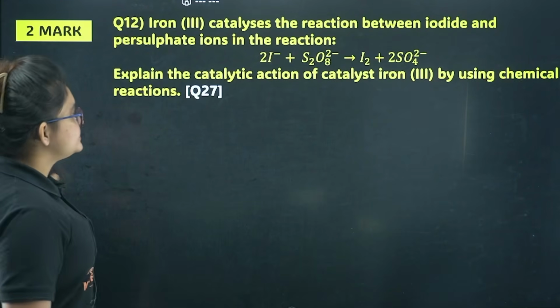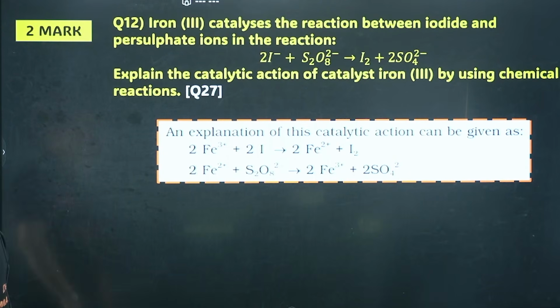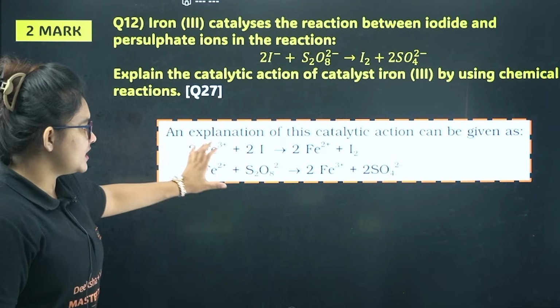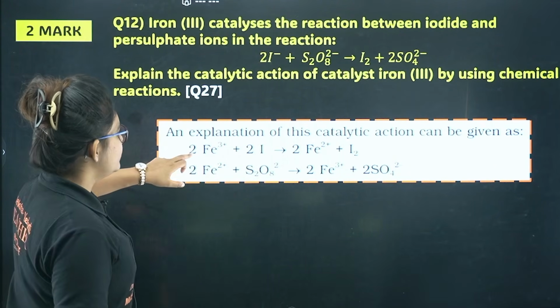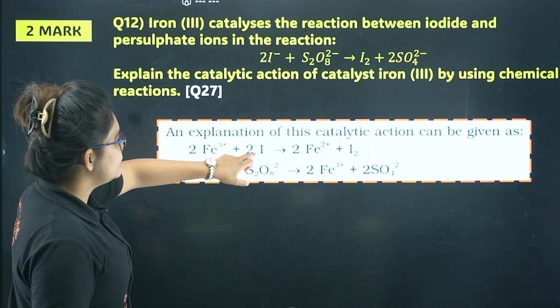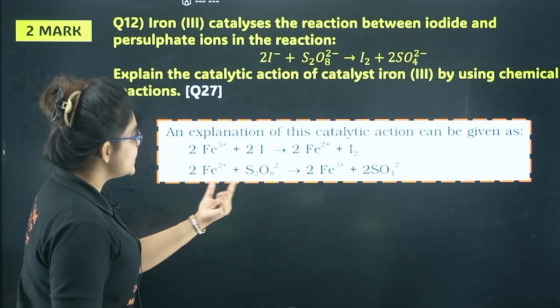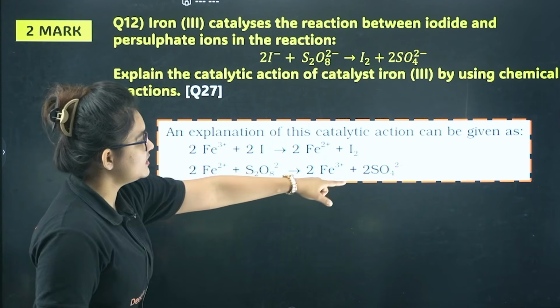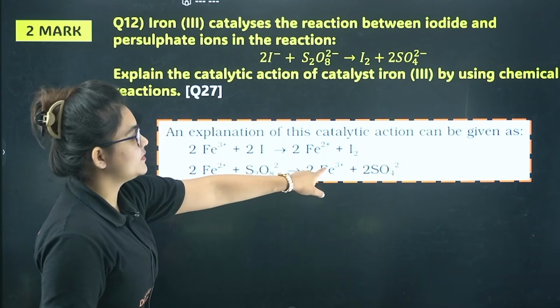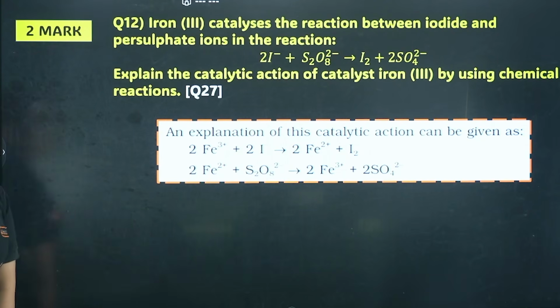Let's proceed. Iron catalyzes the reaction between iodide and persulfate ions. Explain the catalytic action. If you just look at the reaction, you will understand. Iron 3+ will at first react with I minus and form iron 2+, and it will liberate I2. Further, this iron 2+ will react with persulfate to give SO4 2 minus, and iron 3+ will be regenerated. I guess it's clear.